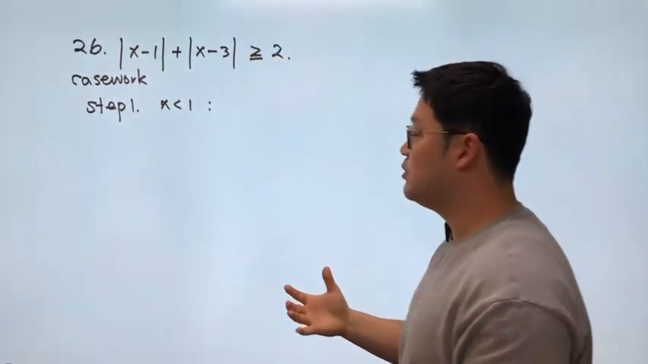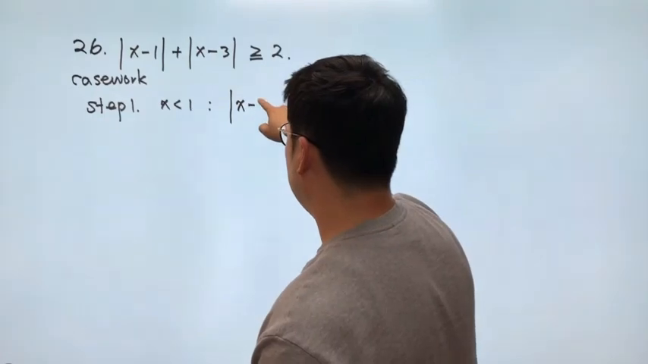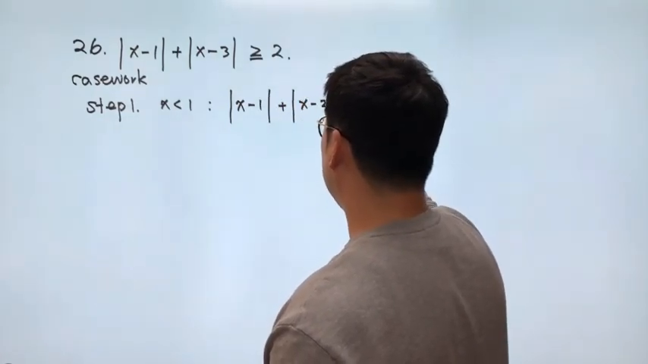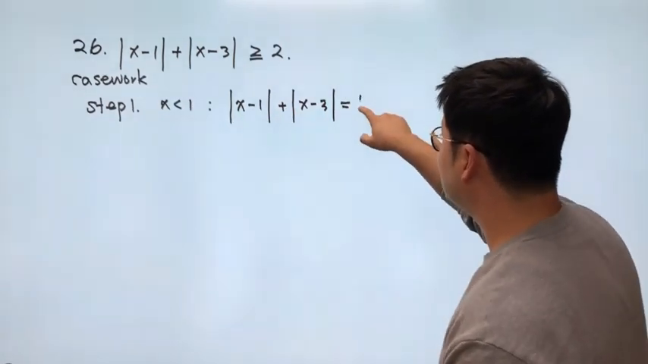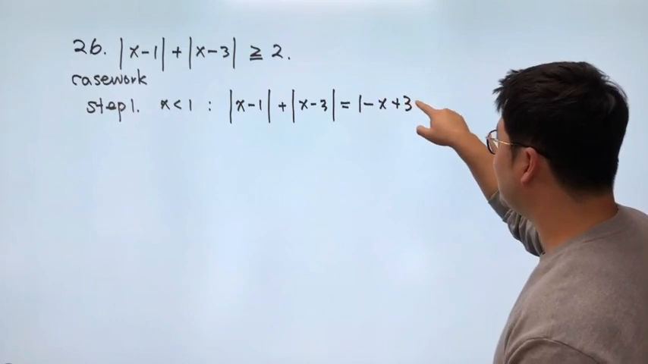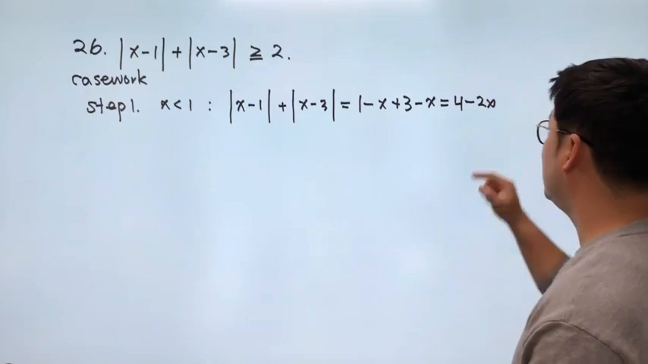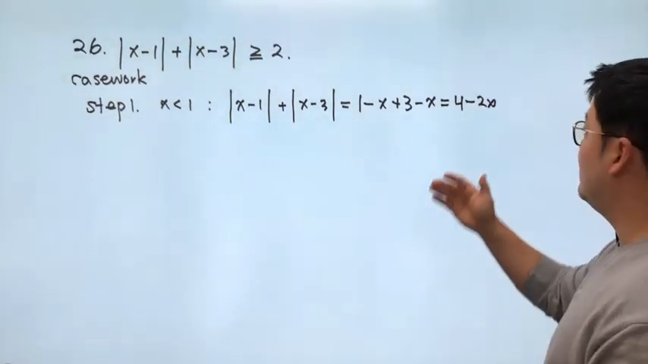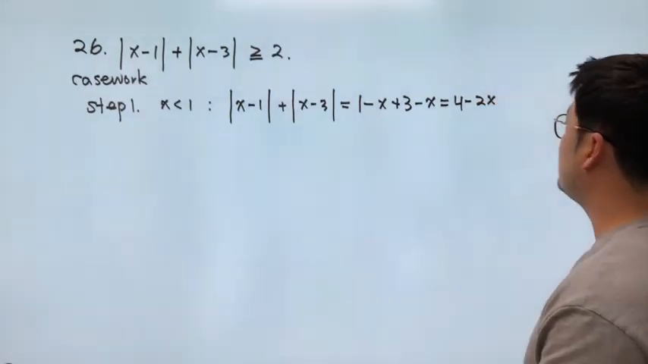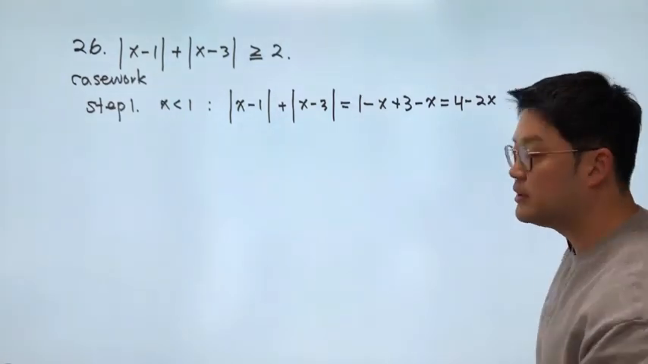If x is smaller than 1, the absolute value of x minus 1 plus the absolute value of x minus 3 will be written as 1 minus x, and we're adding it up with 3 minus x. That will be the sketch of the curve, this weird looking curve. Let me erase this. That gives 4 minus 2x. We're going to get this expression if x is smaller than 1.